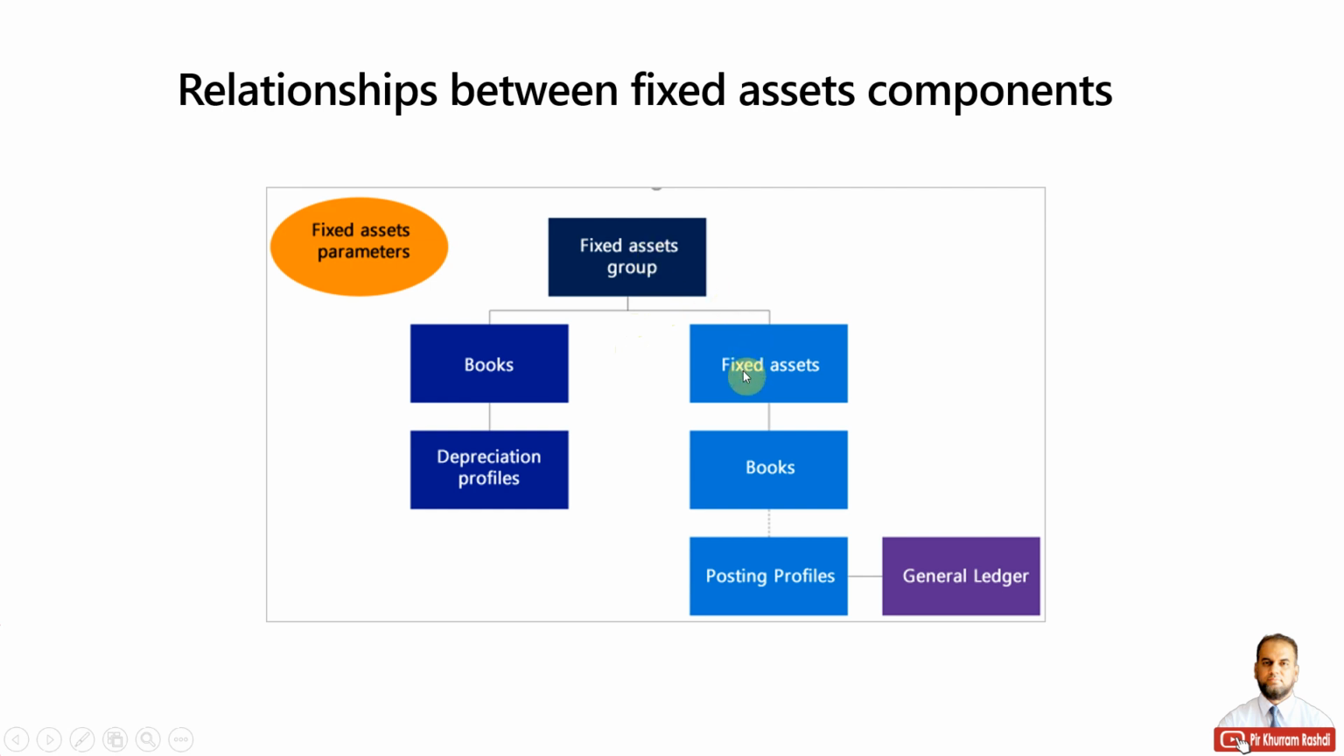And books are also an important part of a fixed asset specifically, and books can relate to a fixed asset group as well. And then within the books there are depreciation profiles, which are also an important concept. A fixed asset can include a single book or maybe multiple books, and then there are posting profiles. We will define what the posting profiles are, but they are very important when we talk about the transactions regarding fixed assets. And then posting profiles are linked to the journal ledger.